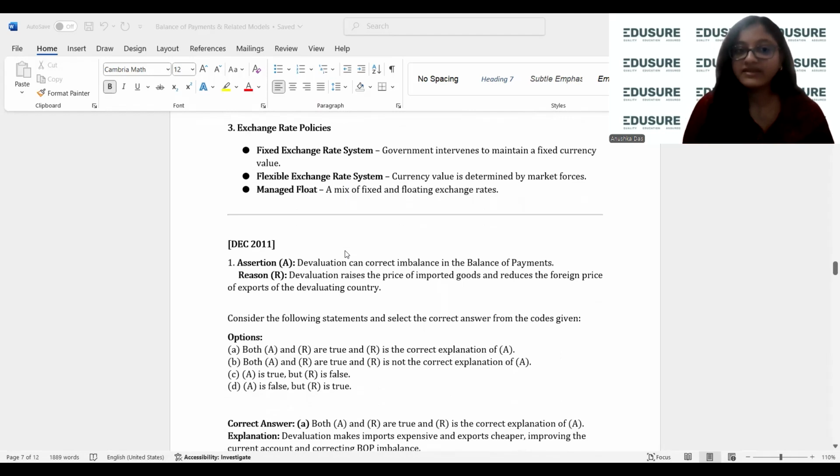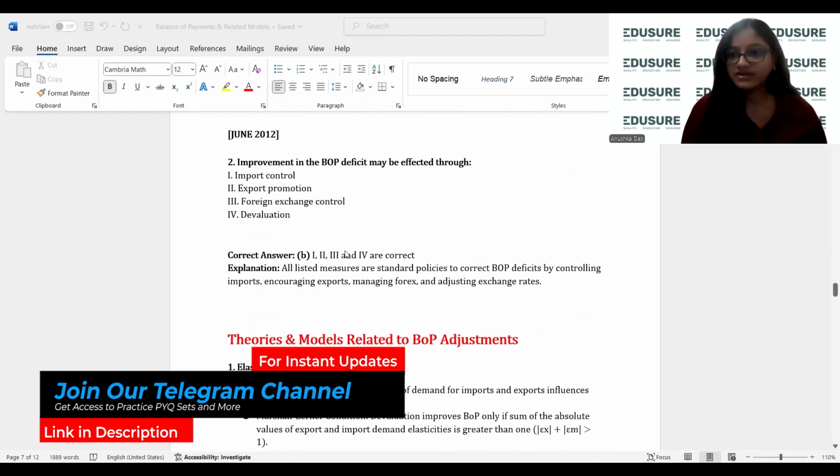And the third policy that we have discussed is the exchange rate policy. Since we are talking about exports and imports in your balance of payment account, exchange rate has a very crucial role to play, and we have seen them in detail, right? So that is what we have done, and we have solved certain questions.